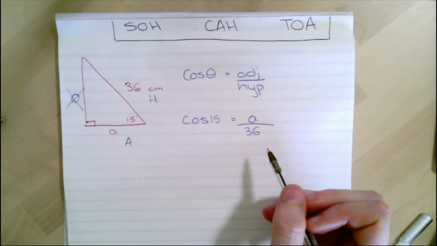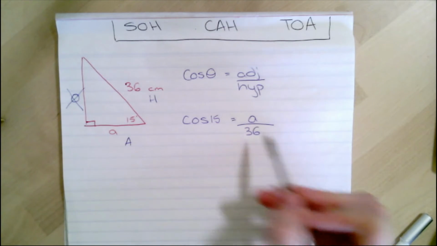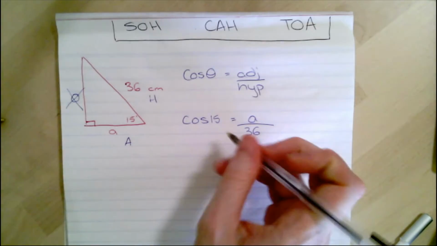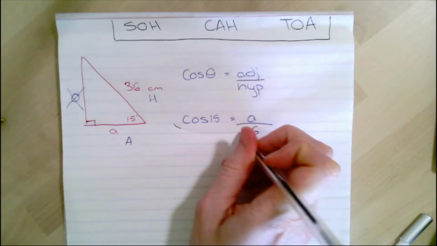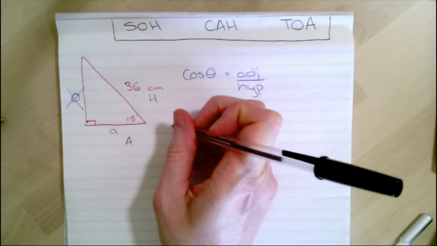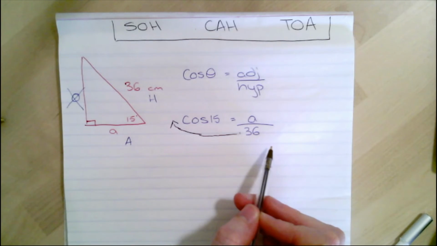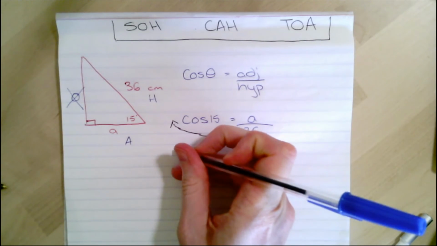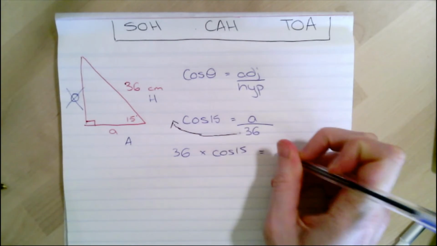Now what I'm going to do is a trick to be able to figure out what A is on its own, because that's what I'm trying to find. I'm trying to find this missing side over here. So in order to do that, because this 36 is on the bottom, I'm going to bring this 36 to the front. I'm going to take it from the bottom of this fraction and move it over here. So now I'm going to have 36 at the front times cos 15 is equal to A.